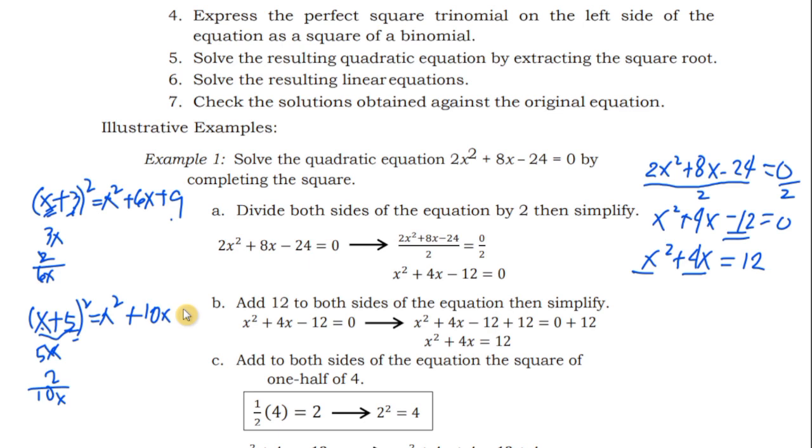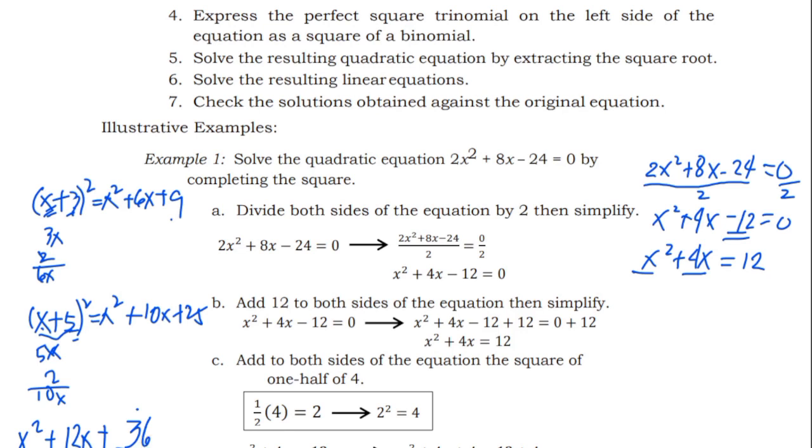So what would be the certain things that we're going to identify? For instance, if we have x squared plus 12x, what would be the last term to make it a perfect square trinomial? We are going to divide 12 by 2 all the time. So 12 divided by 2 is 6. Then the square of 6 is 36.